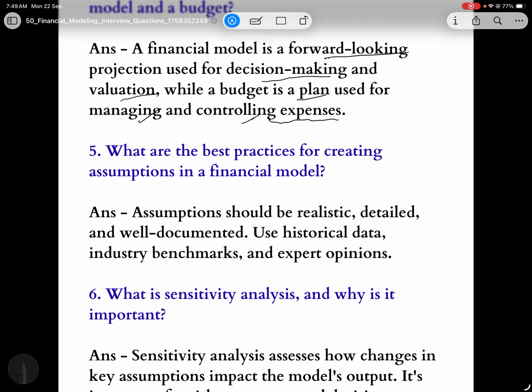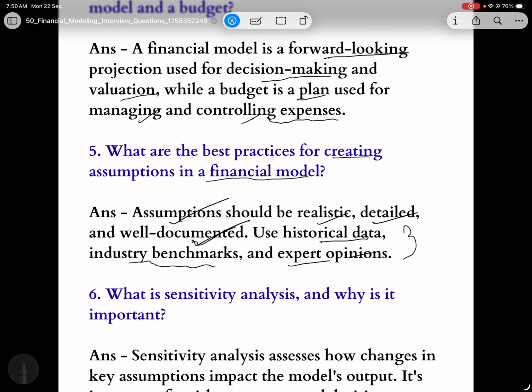So what are the best practices for creating assumptions in a financial model, right? Assumptions, what is that? This is the most important thing. It has to be realistic, detailed, and well documented, and it needs to use historical data, or industry benchmarks and expert opinions. Okay, so it could be a combination of these three as well, but what should it be? It should be well documented. Whenever we are providing any financial model, we need to state or be very clear in our report.